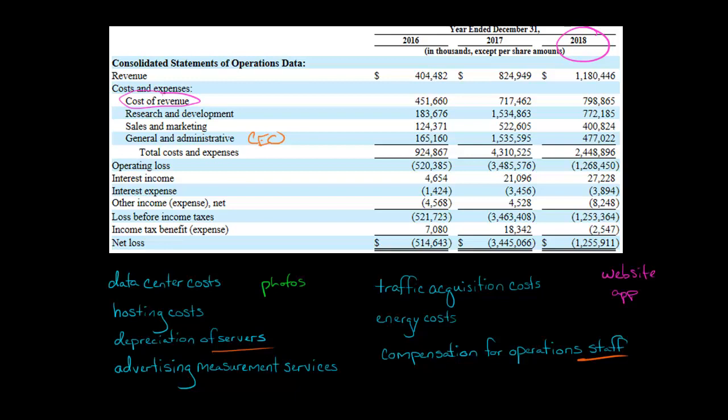So you see that cost of revenue, you can see where it ties back to this idea of the main cost of producing revenue. For Snapchat, that's maintaining a website and maintaining an app. For Netflix, it's producing and licensing content for their subscribers.